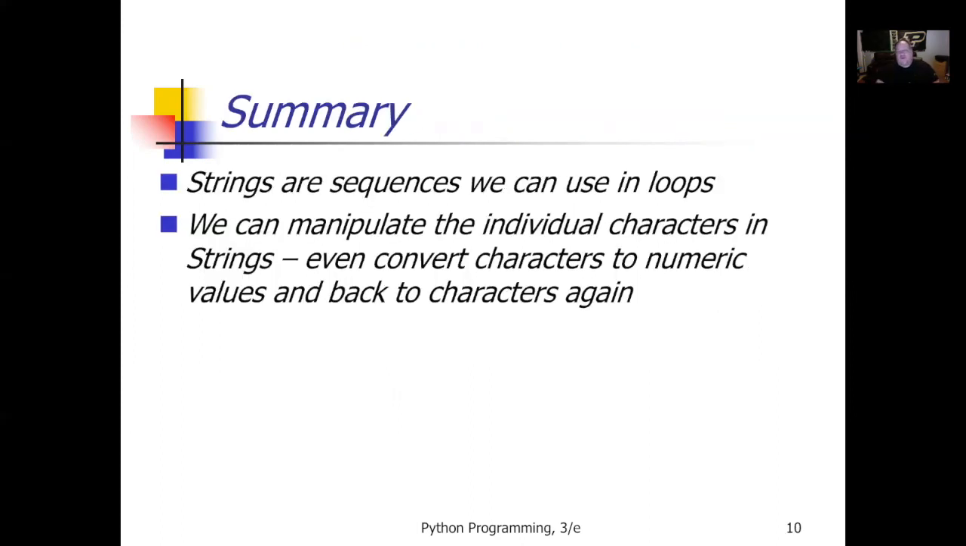So, as a summary, a string is a sequence, and we can use that sequence in our loops, our for loops specifically, but in any sort of sequence. And we can manipulate the individual characters in a string and even convert those characters to numeric values and back to characters again. And that is the magic of how we do encoding and decoding.